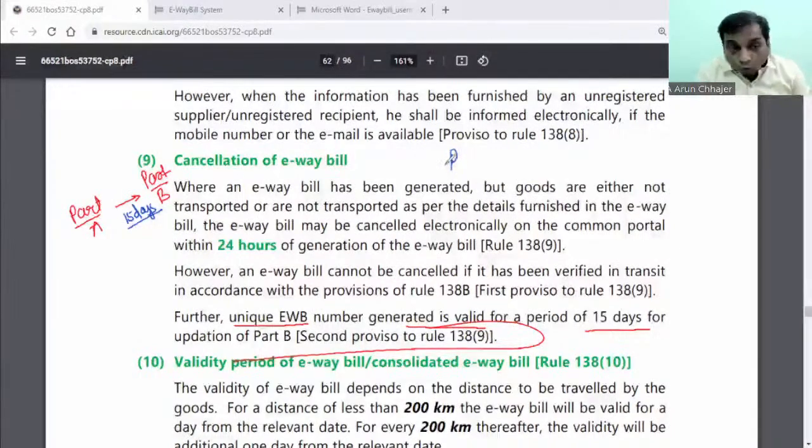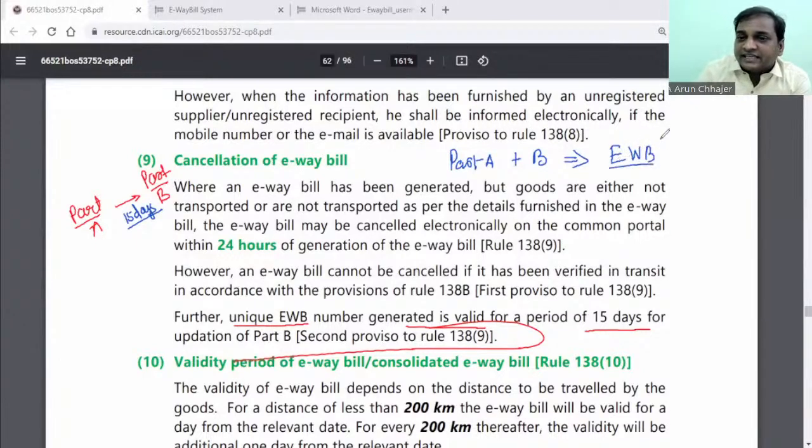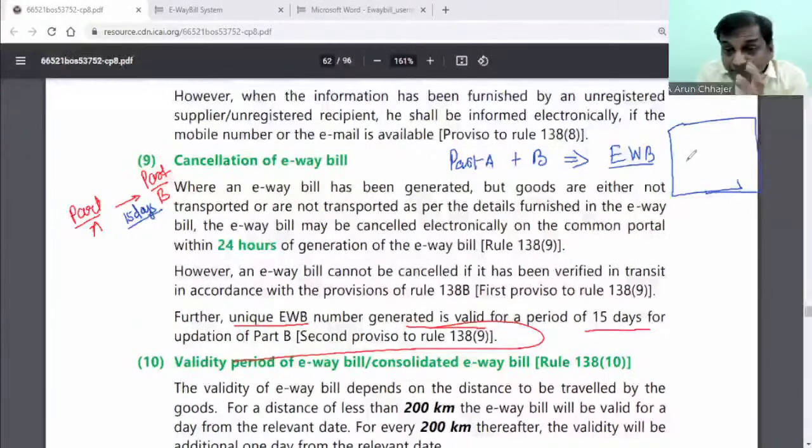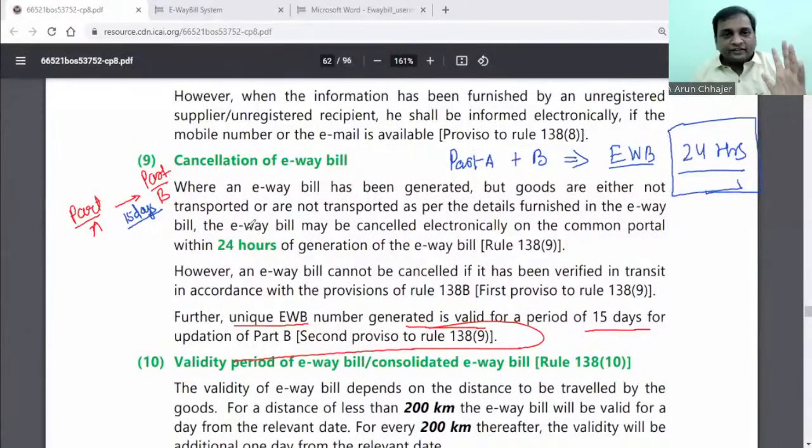Question is, can we cancel only part A? Sir, if you filled only part A, there is no requirement of cancellation, because after completion of the 15 days, it will automatically archive. It is of no use. So once I have completed part A plus part B, only then can I say it is an e-way bill. And once a completed e-way bill is there, you can cancel within 24 hours. What is the difference between e-invoice and e-way bill? We will definitely talk about it, but let me complete the e-way bill topic first and then touch upon the multiple points for differentiation.